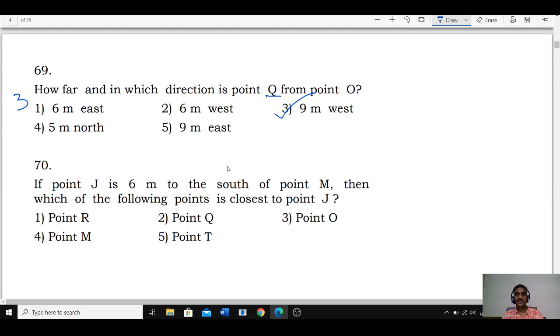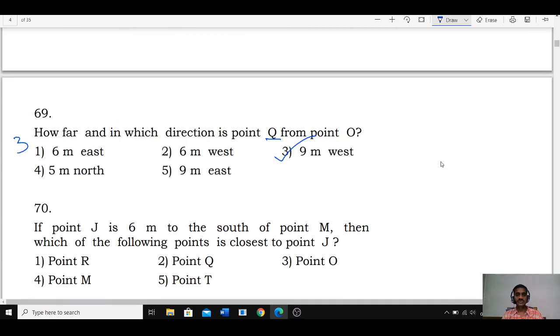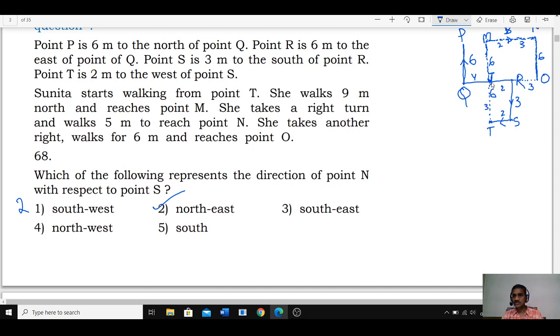Then 70. If point J is 6 meters to the south of M, it means J must be at this place. J is 6 meters to the south of M. Then which of the following is closest to J? Which is closest to J?